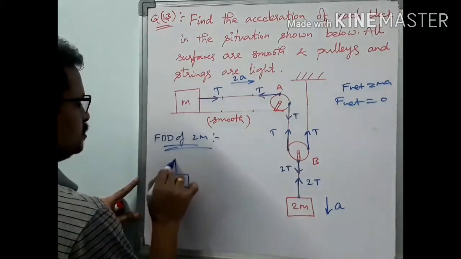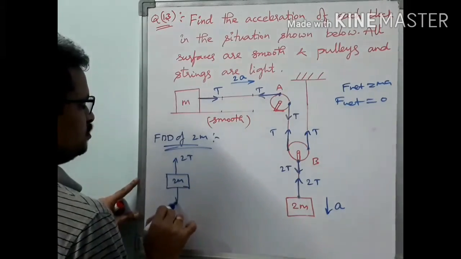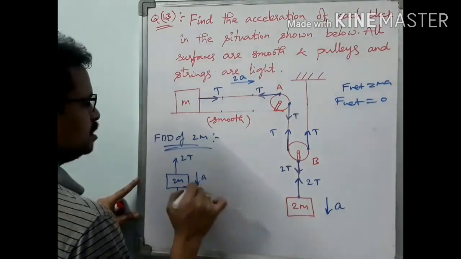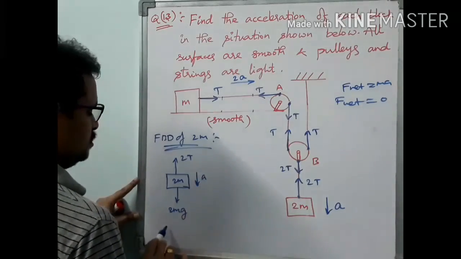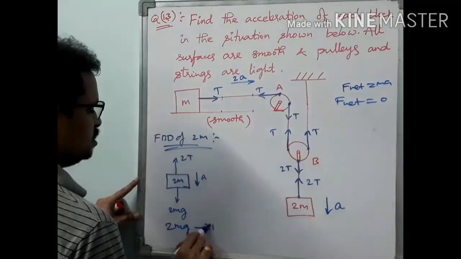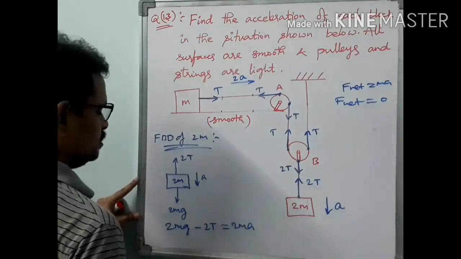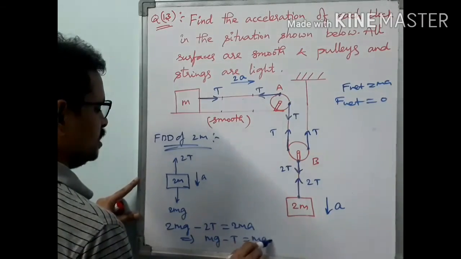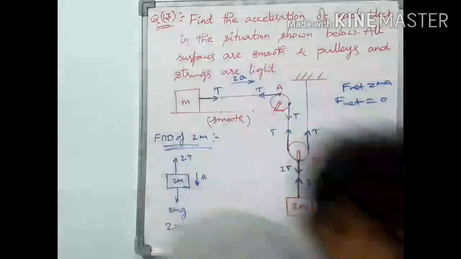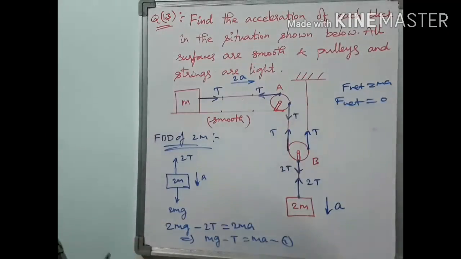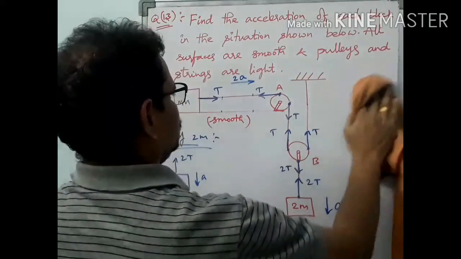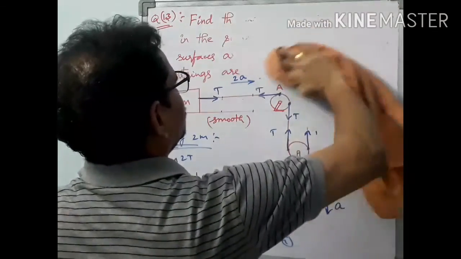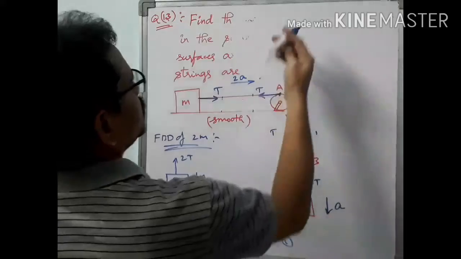What is the upward force? 2T. What is the downward force? 2mg. What is its acceleration? It is downwards, acceleration a. So what is the force equation here? 2mg minus 2T equal to 2ma. The 2s cancel here, that implies mg minus T equal to ma. This is equation 1. Now the FBD of M.